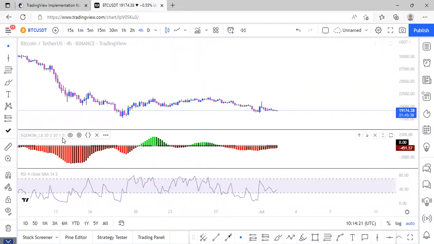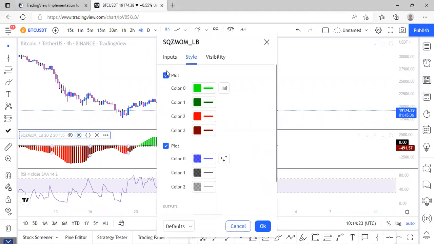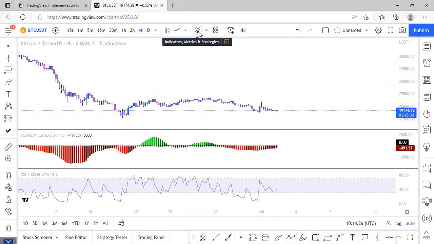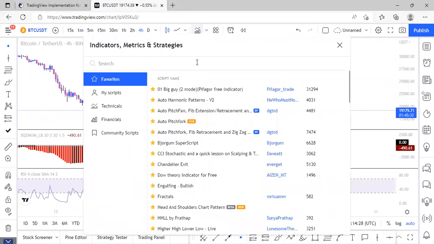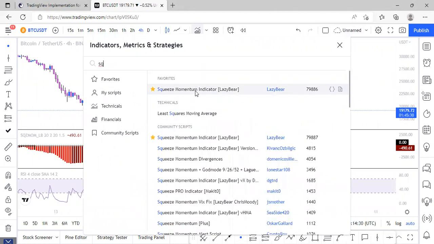Okay, so some of the indicators we have here is the squeeze momentum. So when you go to your TradingView, just type SQ. All right, I'm not really a fan of indicators, but I have good knowledge about them and how to combine them to make something good. And you can see it has 79,886 users on TradingView using it. It's one of those top indicators out there that is really, really good.